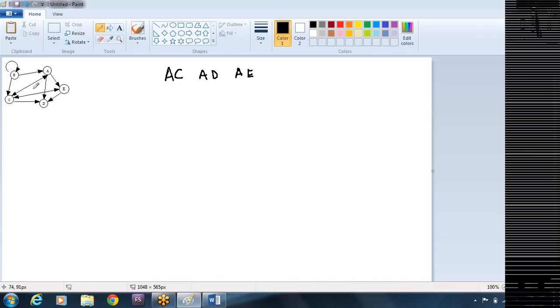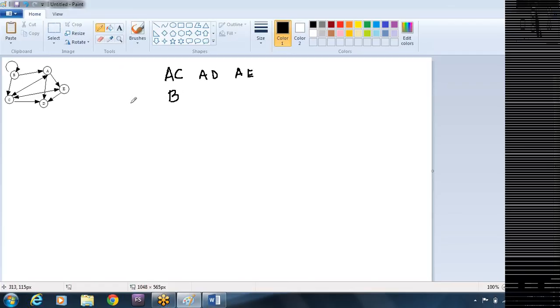So we have three connection points here from A. A to C, this one, and A to D, this one, and then A to E, this one. Okay. Now let's start with the B.